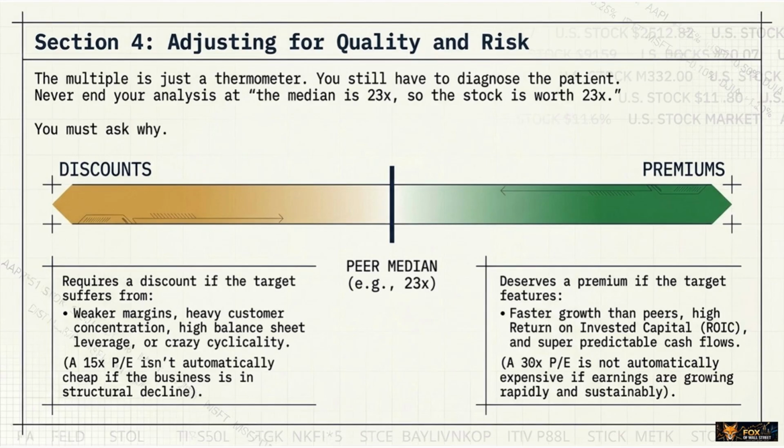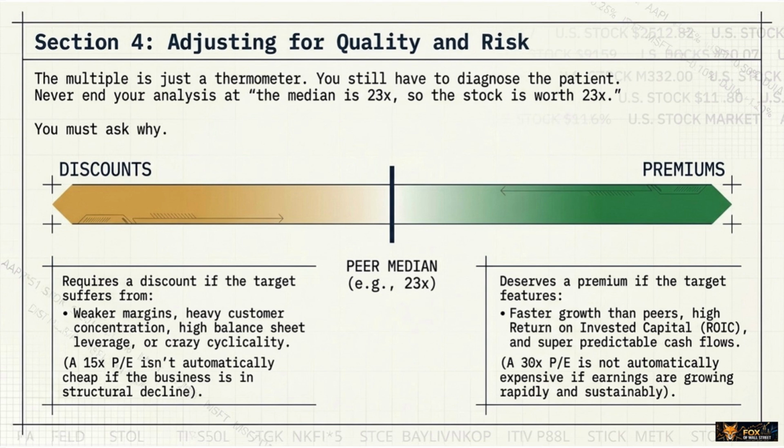Section 4, adjusting for quality and risk. Now we need to look at the premium and discount bridge. You see, a relative valuation analysis should never, ever end with, well, the peer median is 23x, therefore the stock is worth 23x. You always have to ask why.